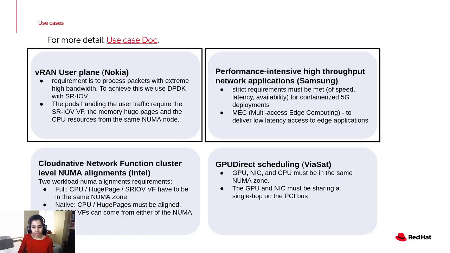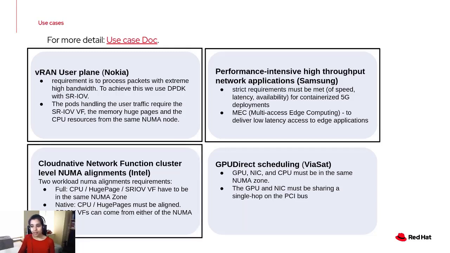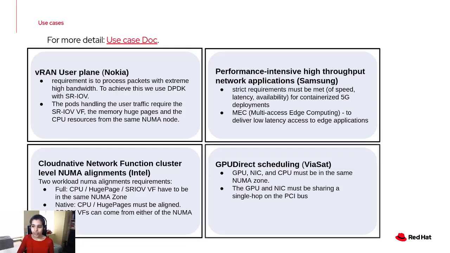The use case from Samsung is about performance intensive, high throughput network functions or networking applications for containerized 5G deployments and MEC. Then there is the cloud native networking function cluster level NUMA alignment by Intel, where we've come across an interesting scenario. So far, we've been mostly talking about full alignment of resources, but here Intel raised an interesting point about having partial alignment of resources. So, what if you just want to align CPU and huge pages, and in certain scenarios don't care about SR-IOV VFs, for example? The fourth use case is the GPU direct scheduling use case by Wisat, which requires direct GPU to NIC transfer over PCI instead of through CPUs.